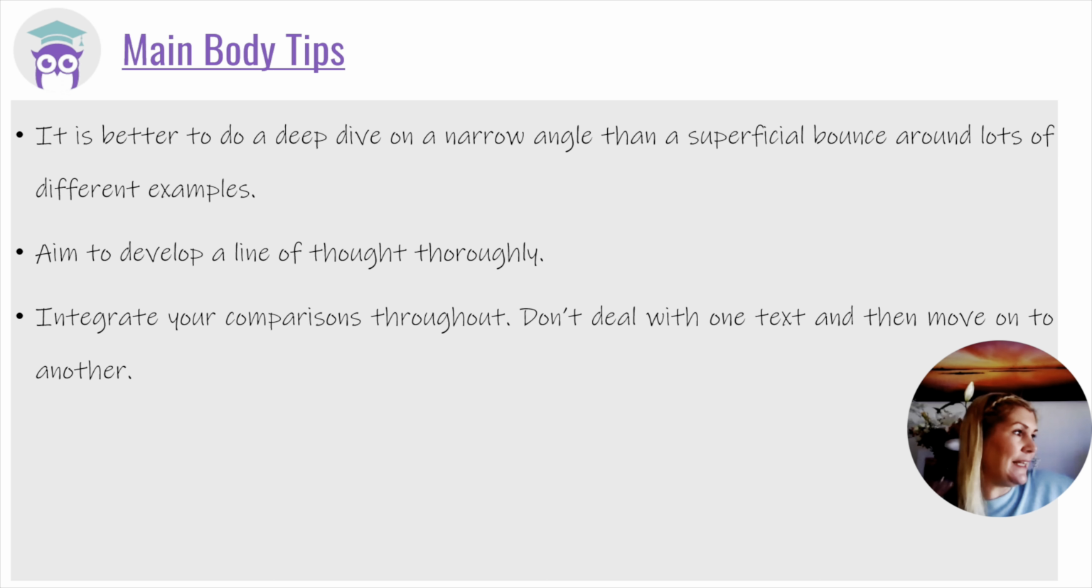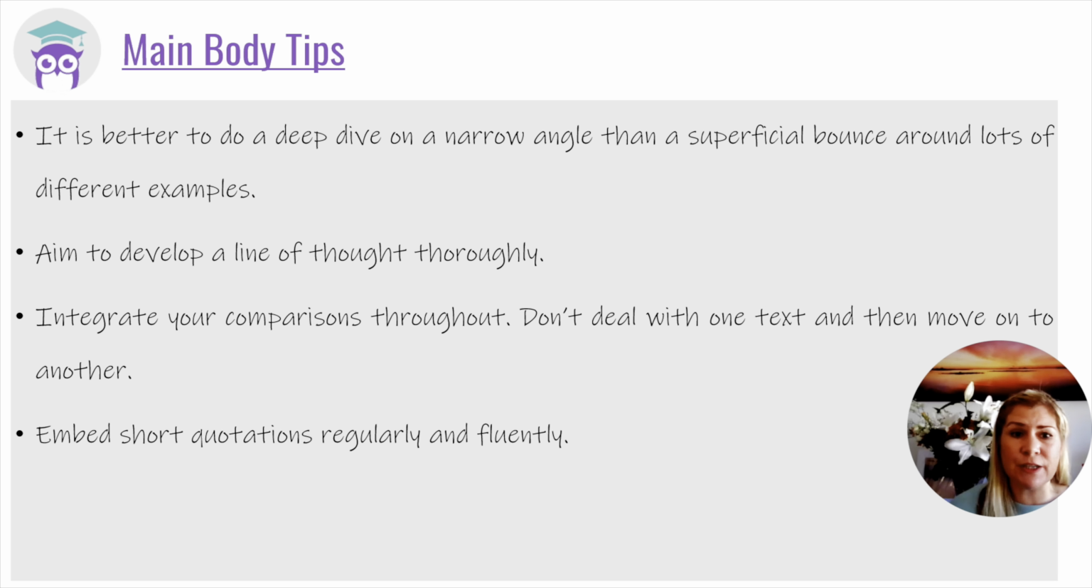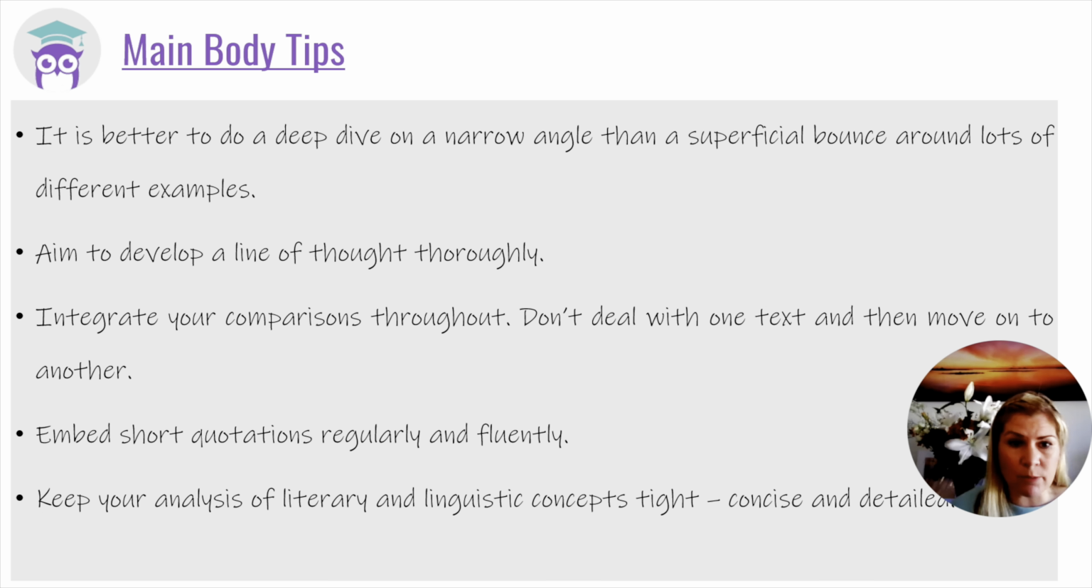So don't go, here's my section on Gatsby, here's my section on Othello, or here's my section on Wuthering Heights, and here's my section on poetry. You've got to make sure that you're dealing with both of them all the way through. So try and make your overarching topic sentence comparative. So go topic sentence that's comparative, then go text 1, comparative link, text 2, yeah? And you can ping backwards and forwards as well. Embed short quotations regularly and fluently, okay? And then obviously develop those with your key analysis of literary and linguistic context.